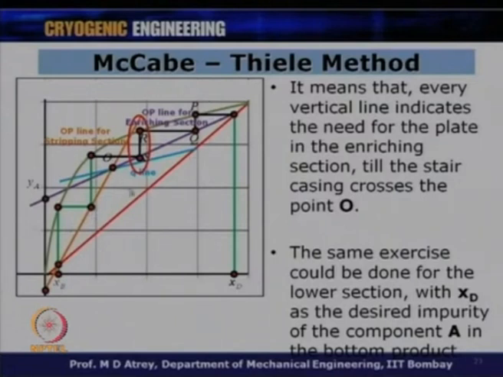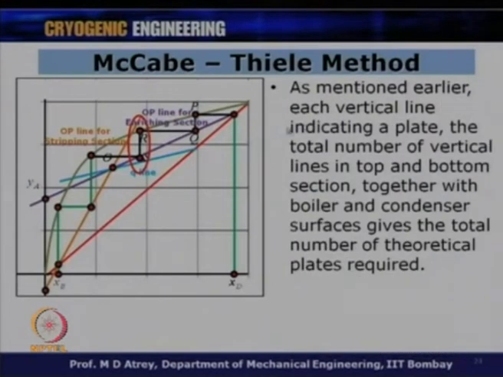These are the number of plates, vertical lines in the stripping section. These are the number of plates I would get in the enriching section. This will be more clear when I take a tutorial, but what is important is you have to understand why I go horizontal and vertical, what this business is all about. That is the most important thing. Having understood that, the problem solving remains only kind of algebra.